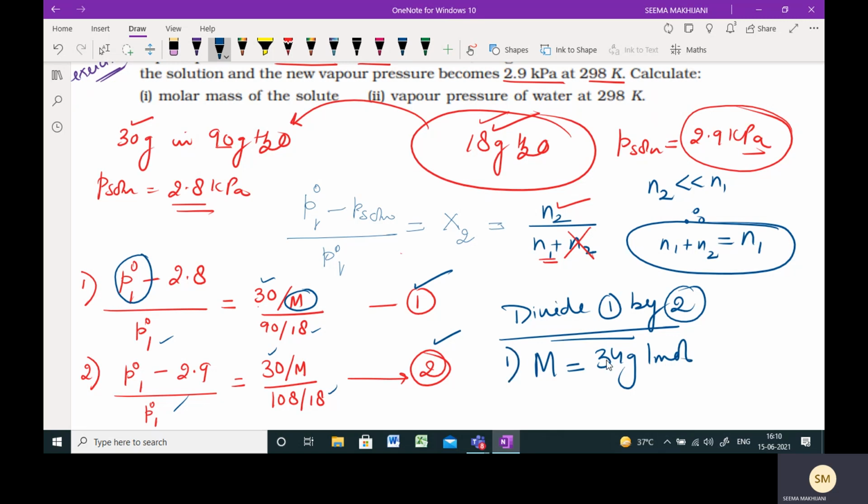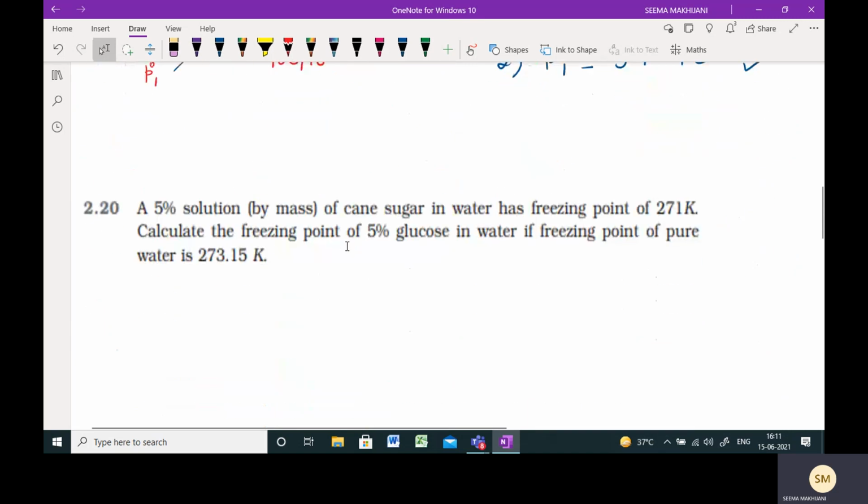That's one thing. Once you get this 34, substitute M in either of the two equations and you can get the value of P naught 1. After putting M in any equation, the value of P naught 1 is solved, and it comes out to be 3.4 kilopascals. Is that okay? This is how you should do a numerical with two data: make two equations and divide them. That is the best way.